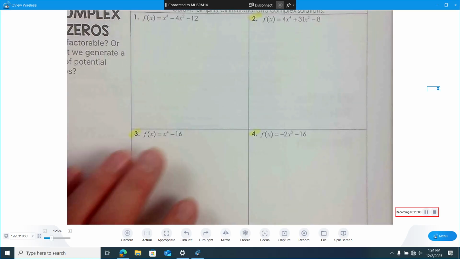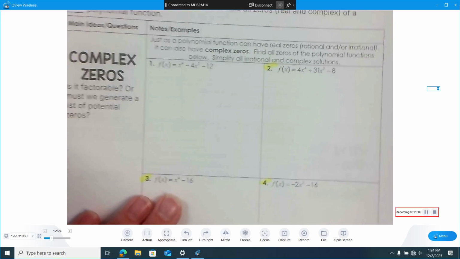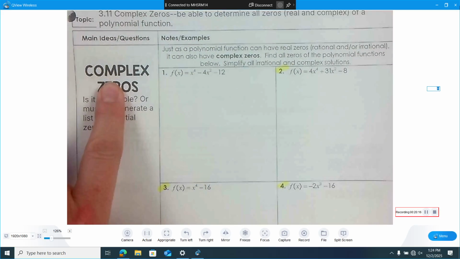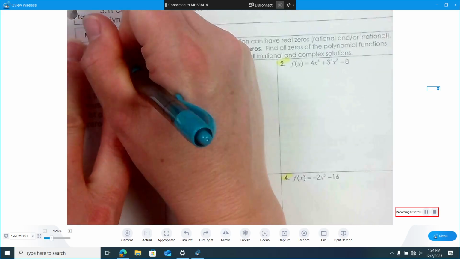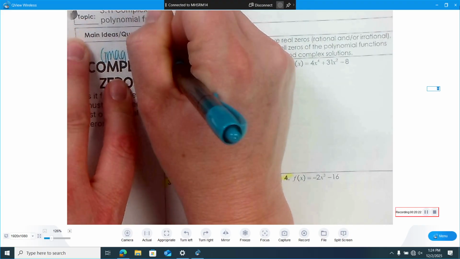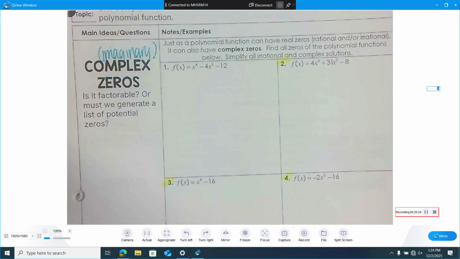Let's just do number 3. So, complex zeros, rational, fractional, irrational has crazy radicals in it. Complex numbers are the imaginary things. All right? So, yes, we can still get imaginary answers as well.